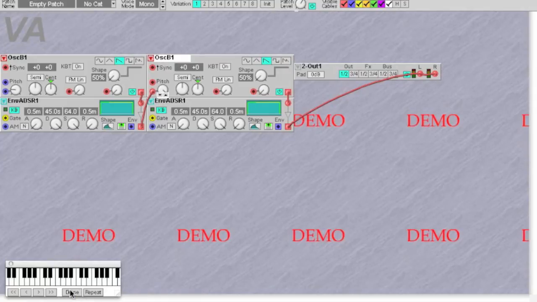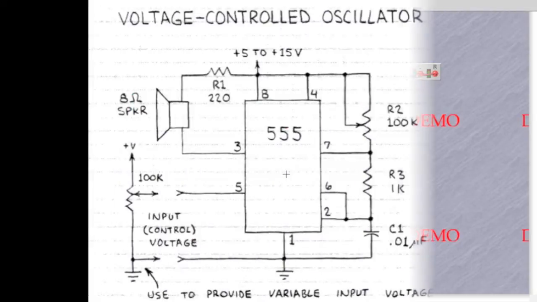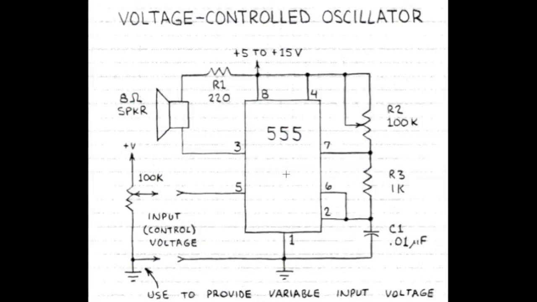Now, I'd like to show you how this works with analog equipment. This is the circuit diagram to a voltage-controlled oscillator. This is the physical way of making what we were just using in the previous program. The main component is the 555 timer. You can find the 555 at any local electronic shop, Radio Shack, or what have you.